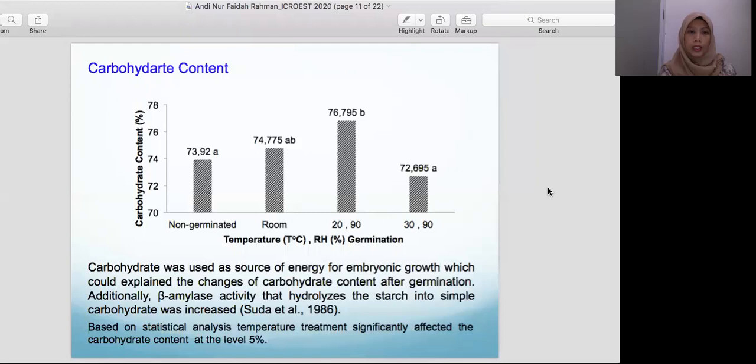Carbohydrate content. We can see the figure of carbohydrate content. Carbohydrate content for room and 30 degrees Celsius treatment is the same as the non-germinated treatment. Carbohydrate was used as a source of energy for embryonic growth, which could explain the change of carbohydrate content after germination. Additionally, beta amylase activity that hydrolyzes the starch into simple carbohydrate was increased. Based on statistical analysis, temperature treatment significantly affected the carbohydrate content at level 5%.